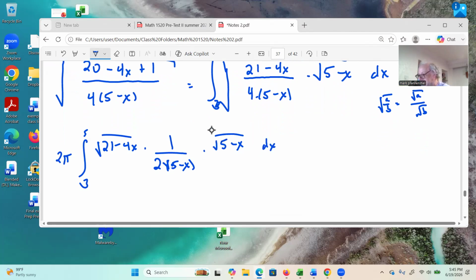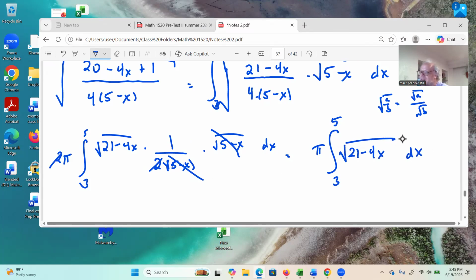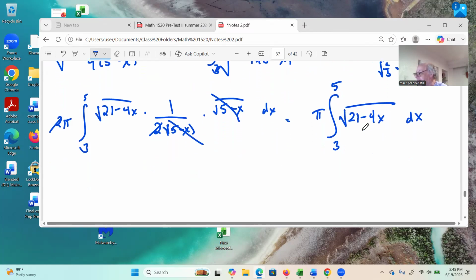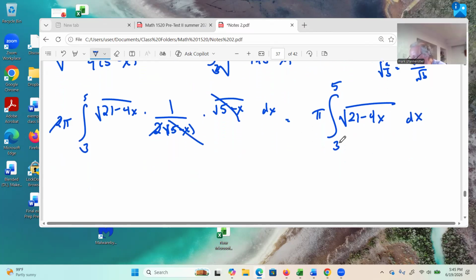Well, some stuff cancels. Good news for a change. We have a 2 and a 2 that cancel, so we end up with pi. It's almost like somebody planned it this way. 3 to 5, and we have the square root of 21 minus 4x dx. That's almost a calculus 1 integral, right? That's the way it should be. Sometimes they're kind of tricky and awful, but sometimes this just comes out to be really nice.